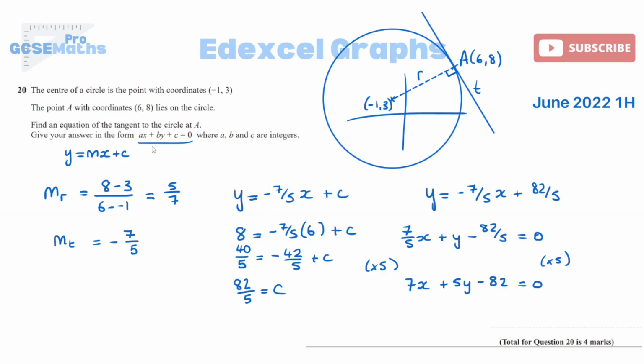So we're just putting in a lot of straight lines, a little bit of knowledge about perpendicular lines and circle theorems, and then just rearranging at the end. Individually, it's not really anything that complicated, but putting it all together is why this is now a question 20.